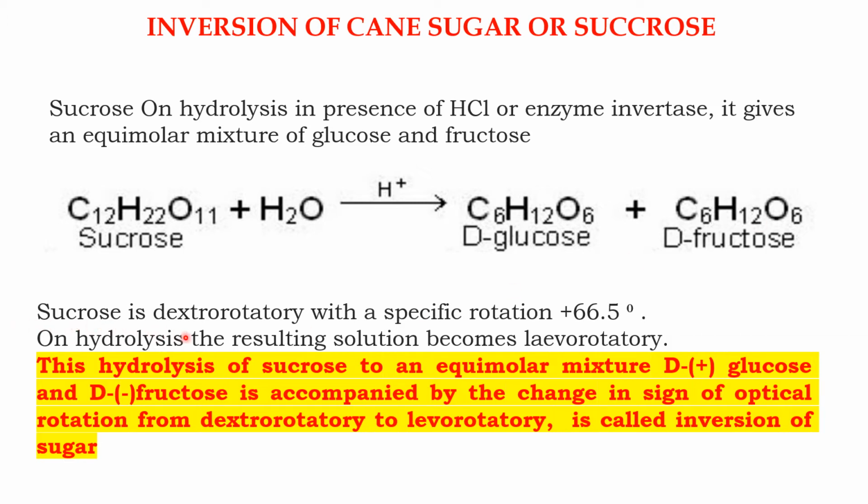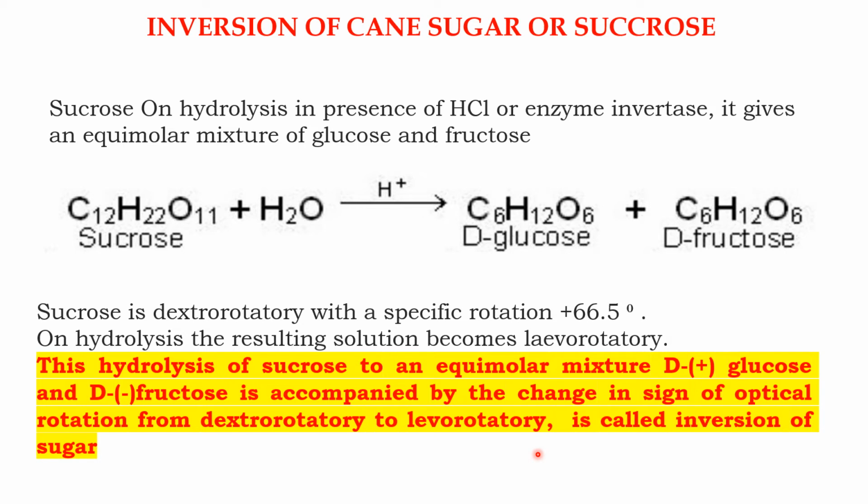See here, sucrose is dextrorotatory with a specific rotation of plus 66.5. But after hydrolysis, the resulting solution becomes levorotatory. This hydrolysis of sucrose to an equimolar mixture of glucose and fructose is always accompanied by a change in optical rotation from dextrorotatory to levorotatory. This change in specific rotation of sucrose during hydrolysis is called inversion of cane sugar.